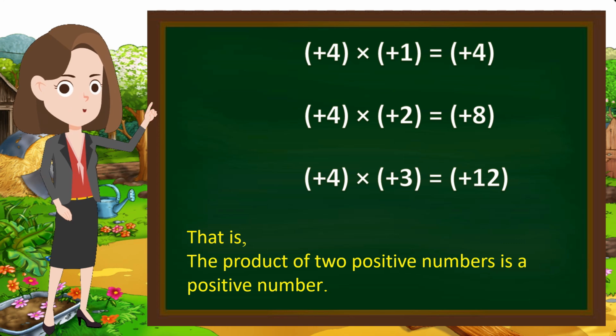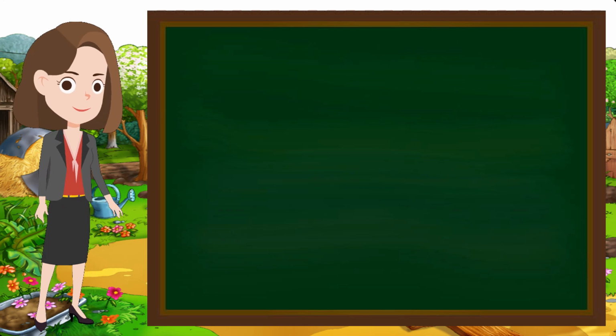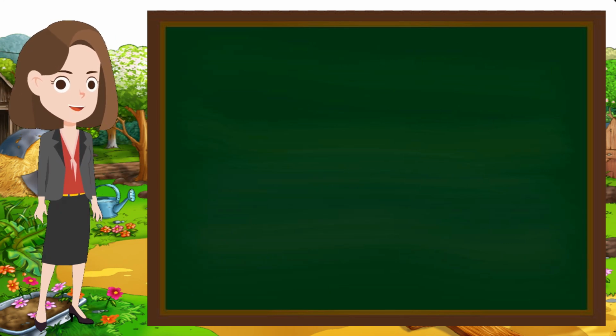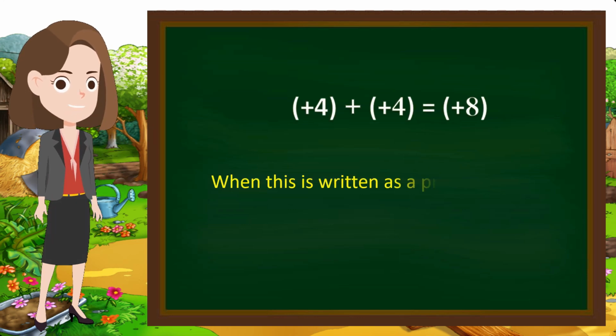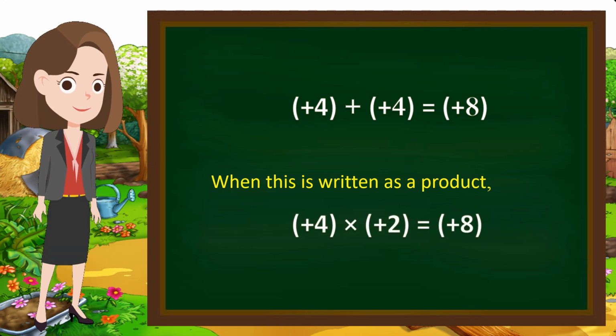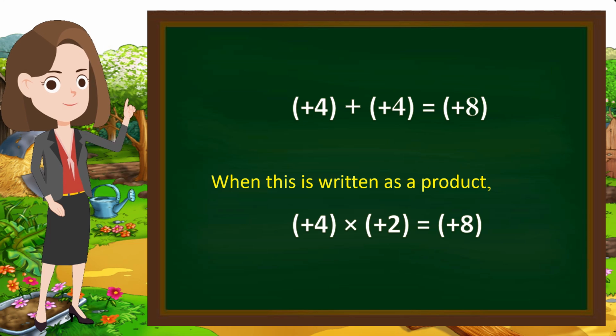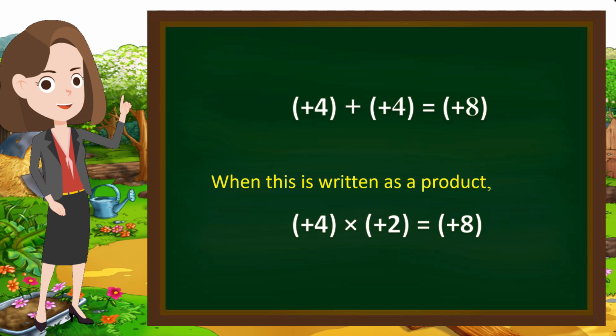My dear children, you have learned that when a positive number is added to another positive number, a positive number is obtained. Accordingly, when plus 4 are added to plus 4, we get plus 8 as the answer. We can write it as a product like this. That is multiplication of plus 4 and plus 2 equals plus 8.